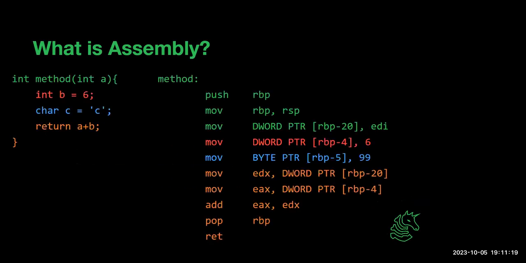So here's an example of what this process might look like. On the left, I have the C code, and on the right, you can see how it roughly lines up to the assembly code.